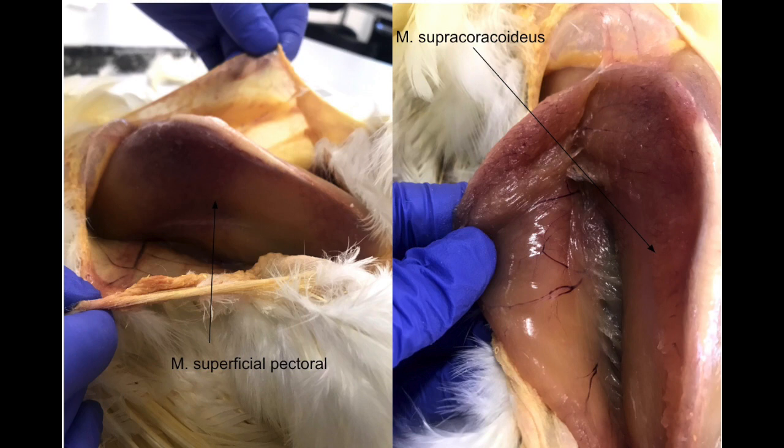The M. superficial pectoral is the largest muscle of the bird. It contributes most of the necessary force for the downward movement of the wing. It originates at the sternum and inserts at the ventral surface of the humerus. The M. supracoracoideus is responsible for the upstroke of the wing, and it originates in the sternum, furcula, and sternal ribs, and inserts at the proximal dorsal surface of the humerus.